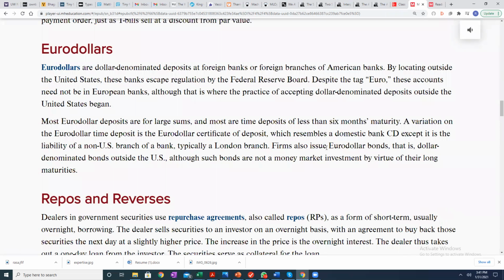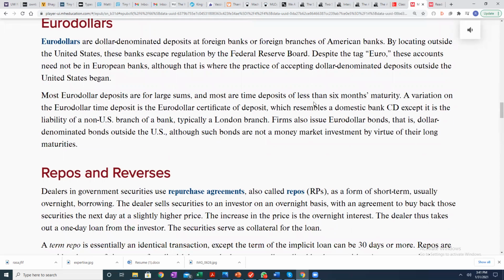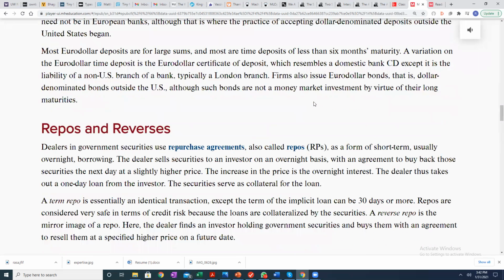Then we have eurodollars. By locating outside of the United States, these banks escape regulation by the Federal Reserve Board. These are not European banks; they're just outside the US. They are dollar-denominated deposits at foreign banks or foreign branches of American banks. Most of them are for very large amounts and have less than 6 months maturity.